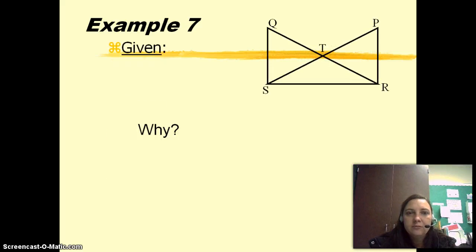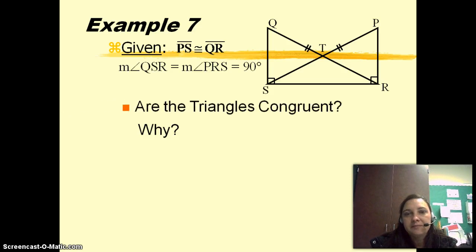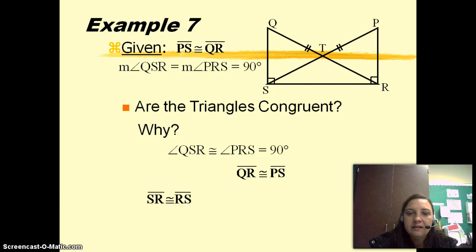Okay, number 7, we're given that PS is congruent to QR. That angle QSR is equal to angle PRS, and they're equal to 90. And they want to know, are the triangles congruent and why? Well, we know the angles are equal to 90, so there's an angle. We know that QR equals PS, that was given, so there's a side.